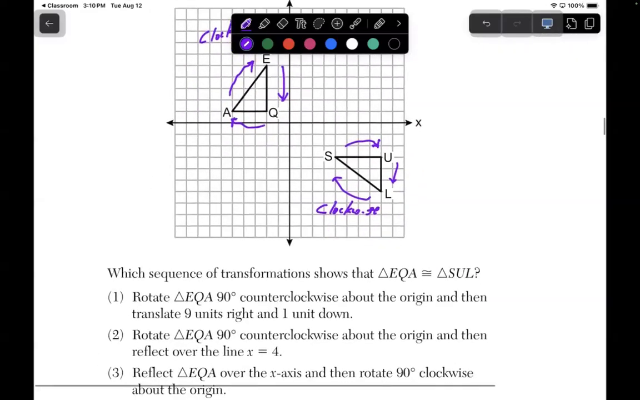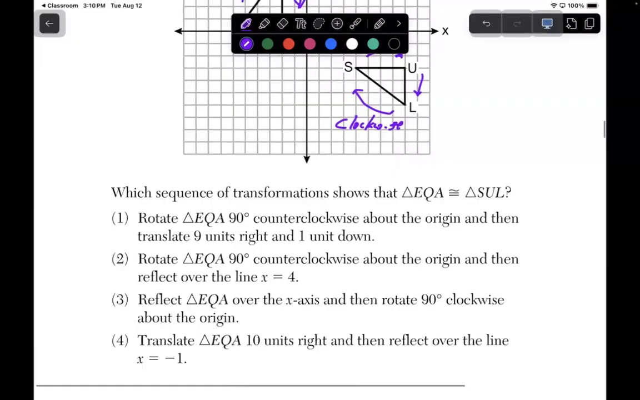But anyway, look at these answer choices, and I'm just going to highlight the words reflection.